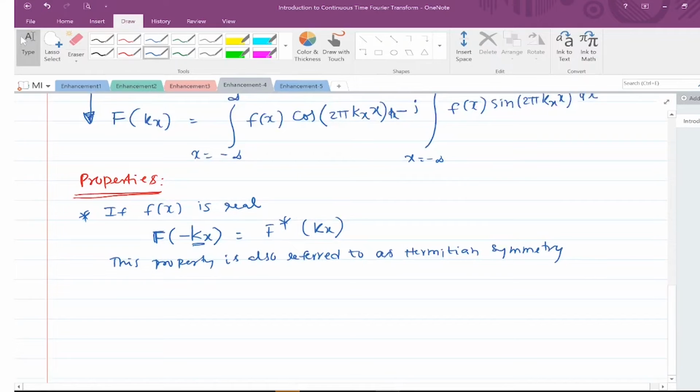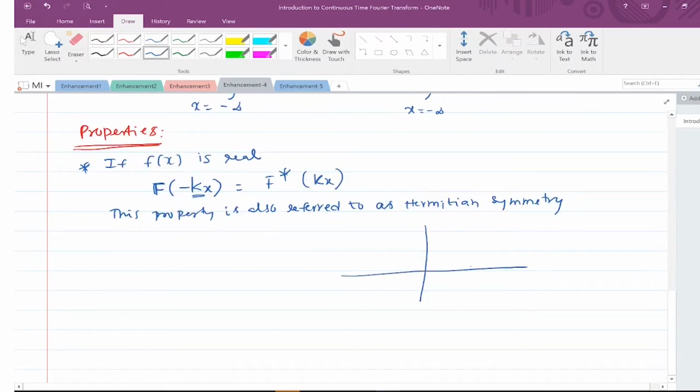So in other words, it is enough for you to give only half of the spectrum, because the other half you get by simply taking the complex conjugate and putting that value on the negative side. So if my value at k naught is a plus jb, at minus k naught what would be the value here? Let's say this is my kx here. What I am drawing here is f of kx. So this would be equal to a minus jb.